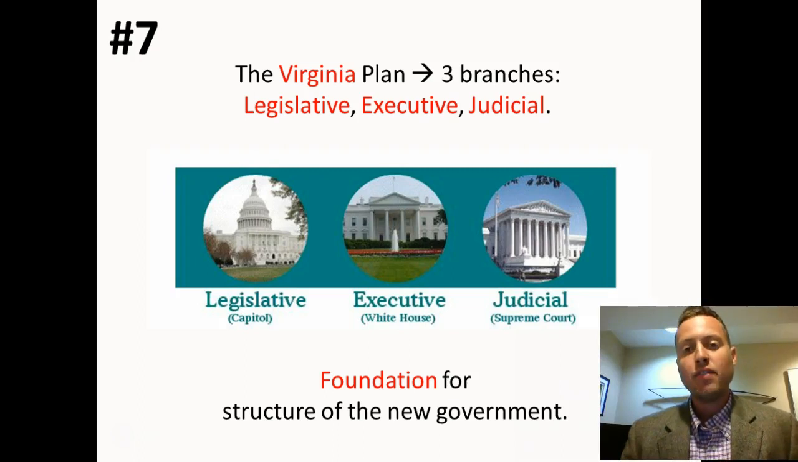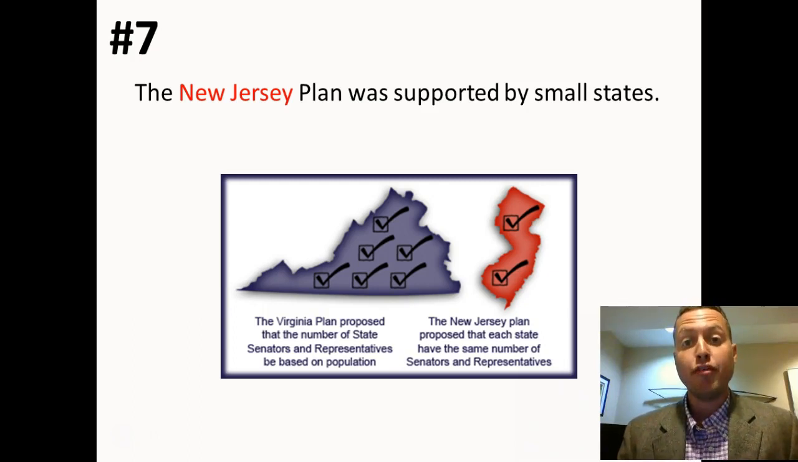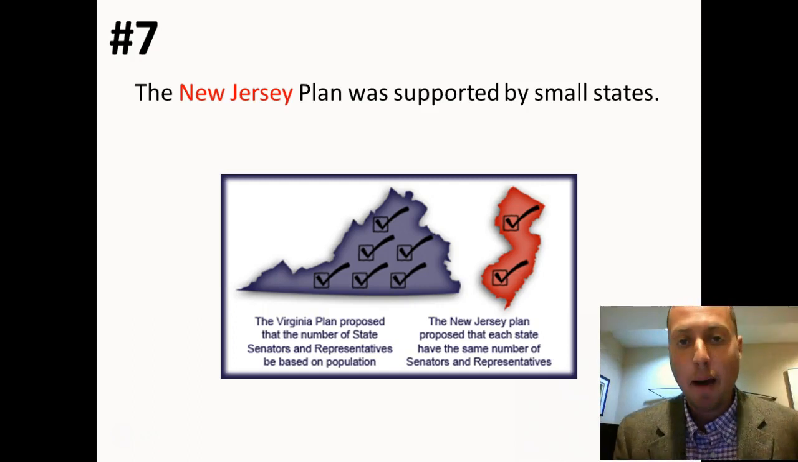Not everyone loved the Virginia plan. Big states liked it, but small states didn't. Small states favored the New Jersey plan, which gave more voting power in the legislative branch to smaller states. So we got a big fight, between big states and small states. We need a compromise to fix this.